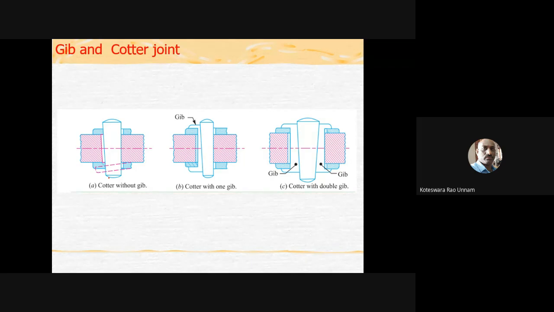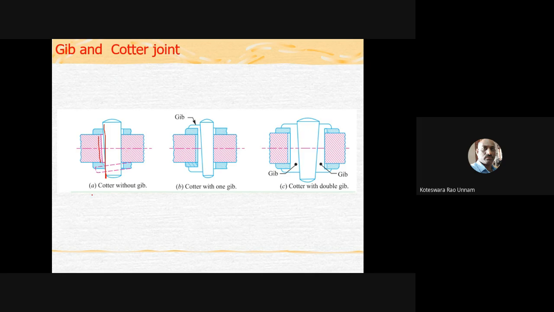So why are we providing the taper for the cotter? For easy withdrawal of the cotter from the joint. If you want to disassemble the joint, you need to withdraw the cotter. So for easy withdrawal, we are providing the taper on the cotter. That is the purpose of providing the taper. But with this, there is some disadvantage, because your cotter is having the taper on this side. That means here you have a rectangular hole, created either in the rod or in the sleeve, which is not having any taper.